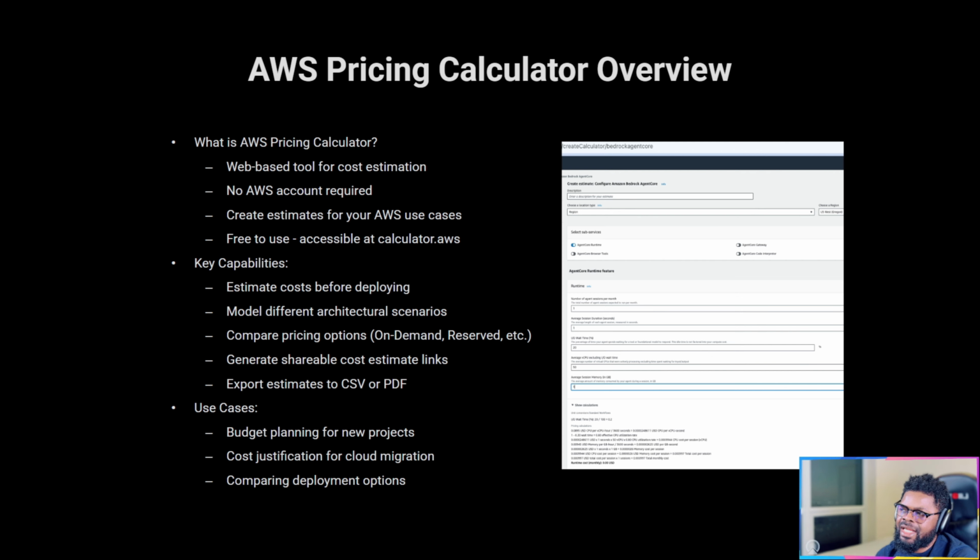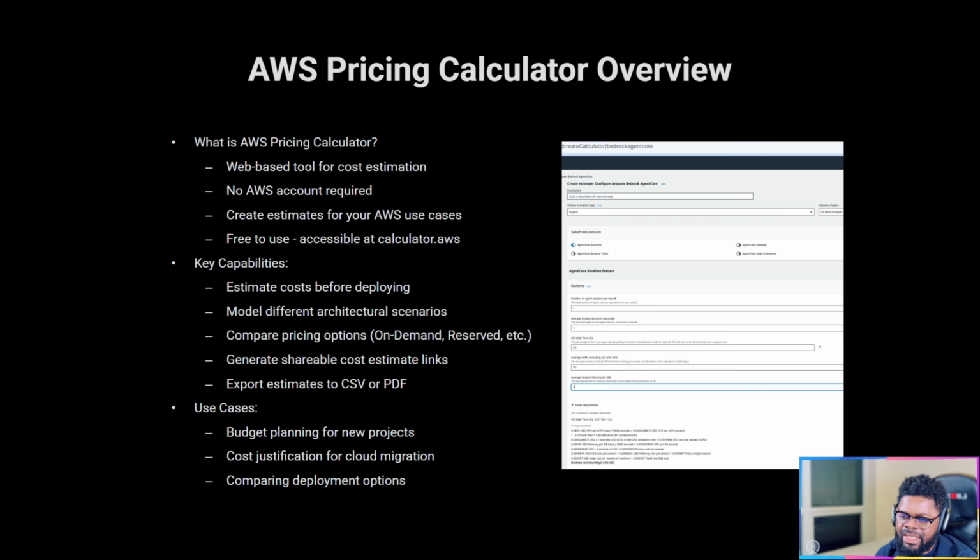The good thing is that you can do your estimates before deploying, right? You want to build something, but you're not exactly sure what it's going to cost you. You don't even have an AWS account yet. You're just thinking, is the cloud going to work for me? You can use a calculator to model your costs, so you can model different architectural scenarios. That's exactly what I've written here. And then you can obviously export some of those estimates, right?